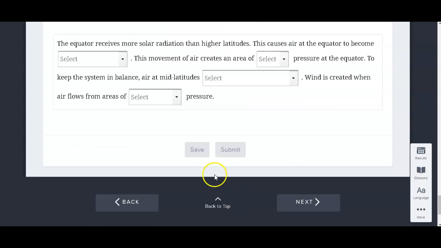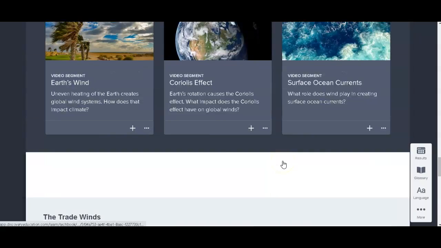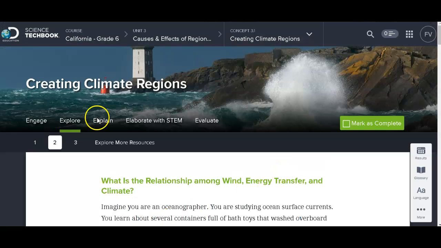Okay, when you're done with that, you can hit submit. And then you are done with this part of Discovery Ed. Go back into your digital science notebook and reflect on your learning target. All right, let me know if you have any questions.